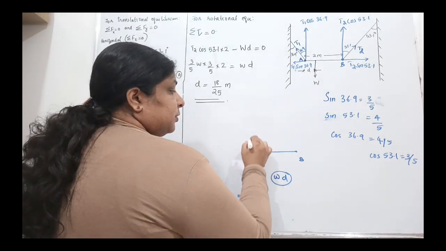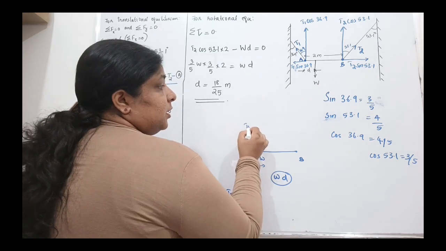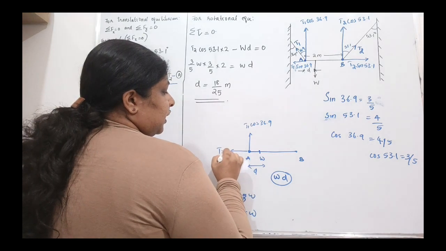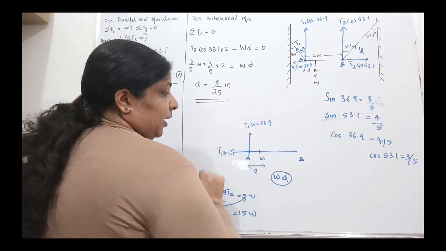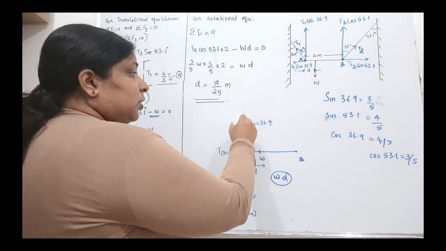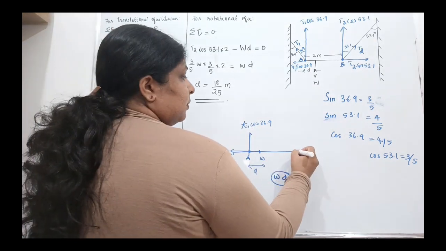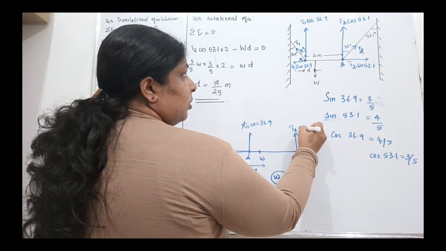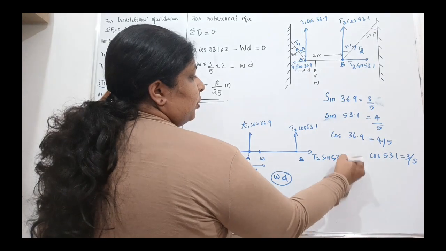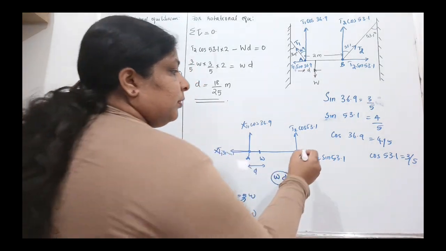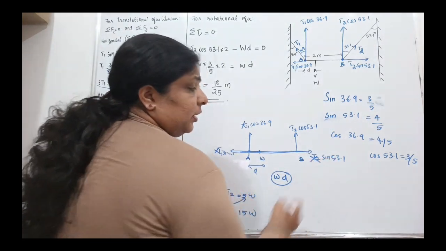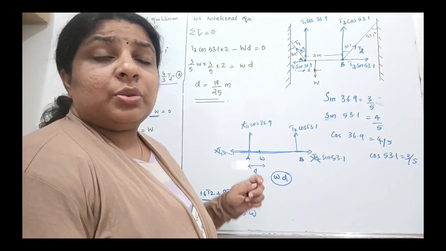Then another force passing through A is what? T1 cos 36.9 and T1 sine 36.9, both passing through A. So the distance will be 0, so the torque associated with those two forces will be 0. So no need to consider these two forces. Now the other forces over here are T2 cos 53.1 and T2 sine 53.1. T2 sine 53.1 is also passing through A. The line of action is through A, so that distance will also be 0. So you need not consider that.